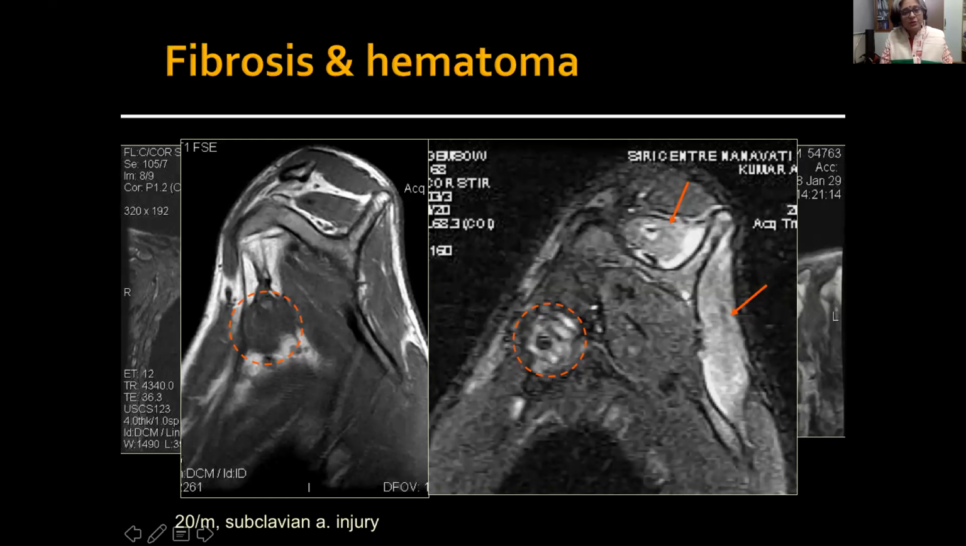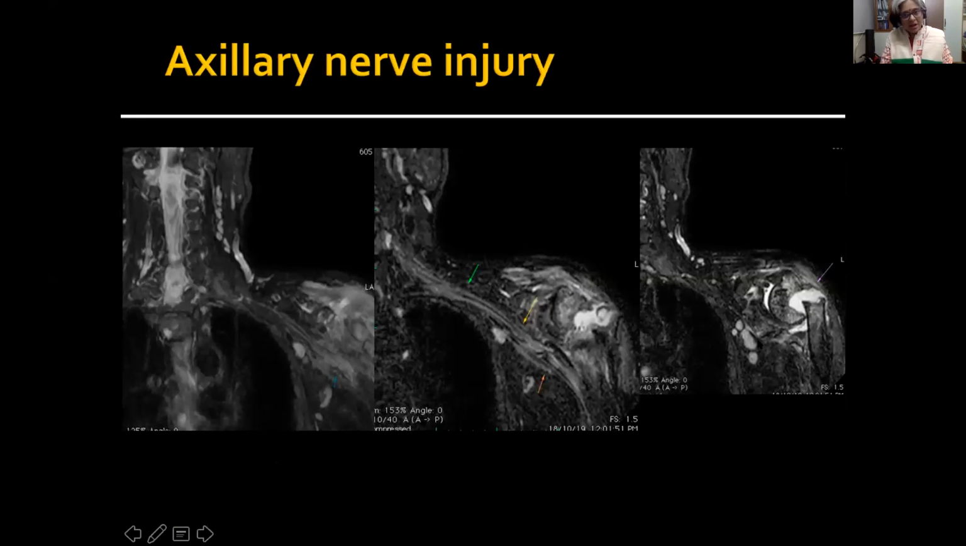Here, in this patient, you can see there is signal which is more here in the axillary nerve if you look at it. Because of this fracture in the quadrilateral space, there was axillary nerve injury.